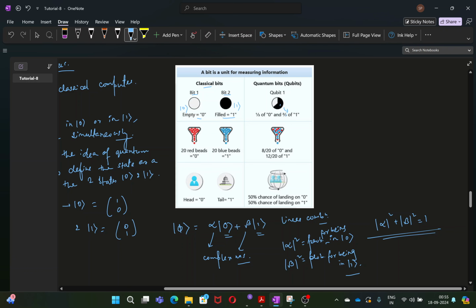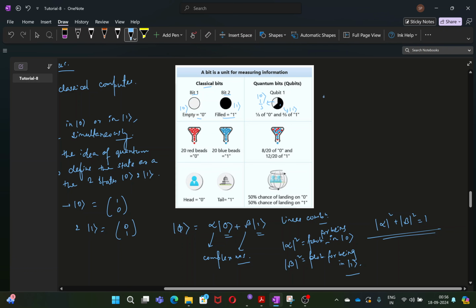That is why the probability amplitude is 2/3. And the other state, the zero state, which is this white part, is a 1/3 probability of the system being in it. So basically this qubit is a superposition or linear combination of both the states 0 and 1. So this black state here is the 1 state, and this white state here is the 0 state.